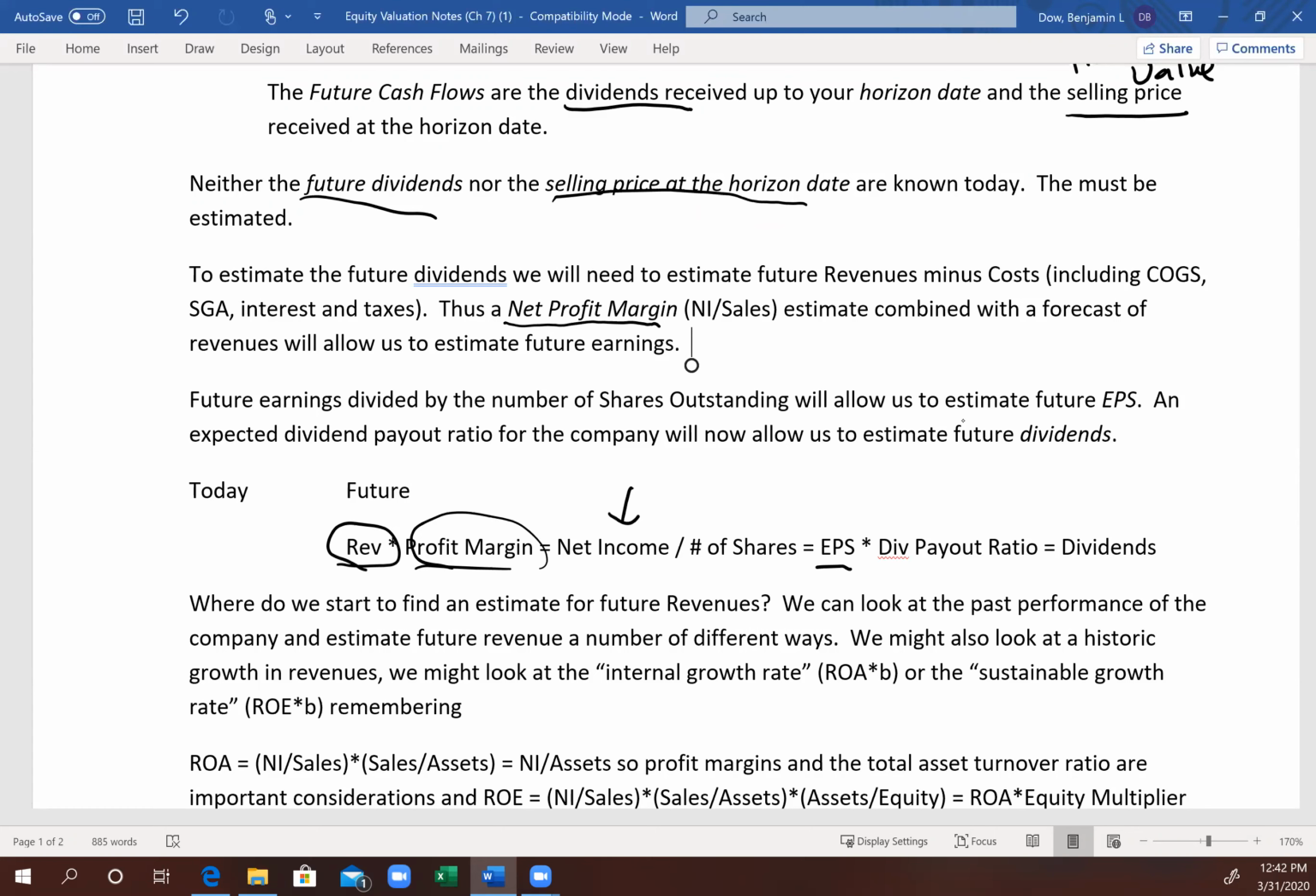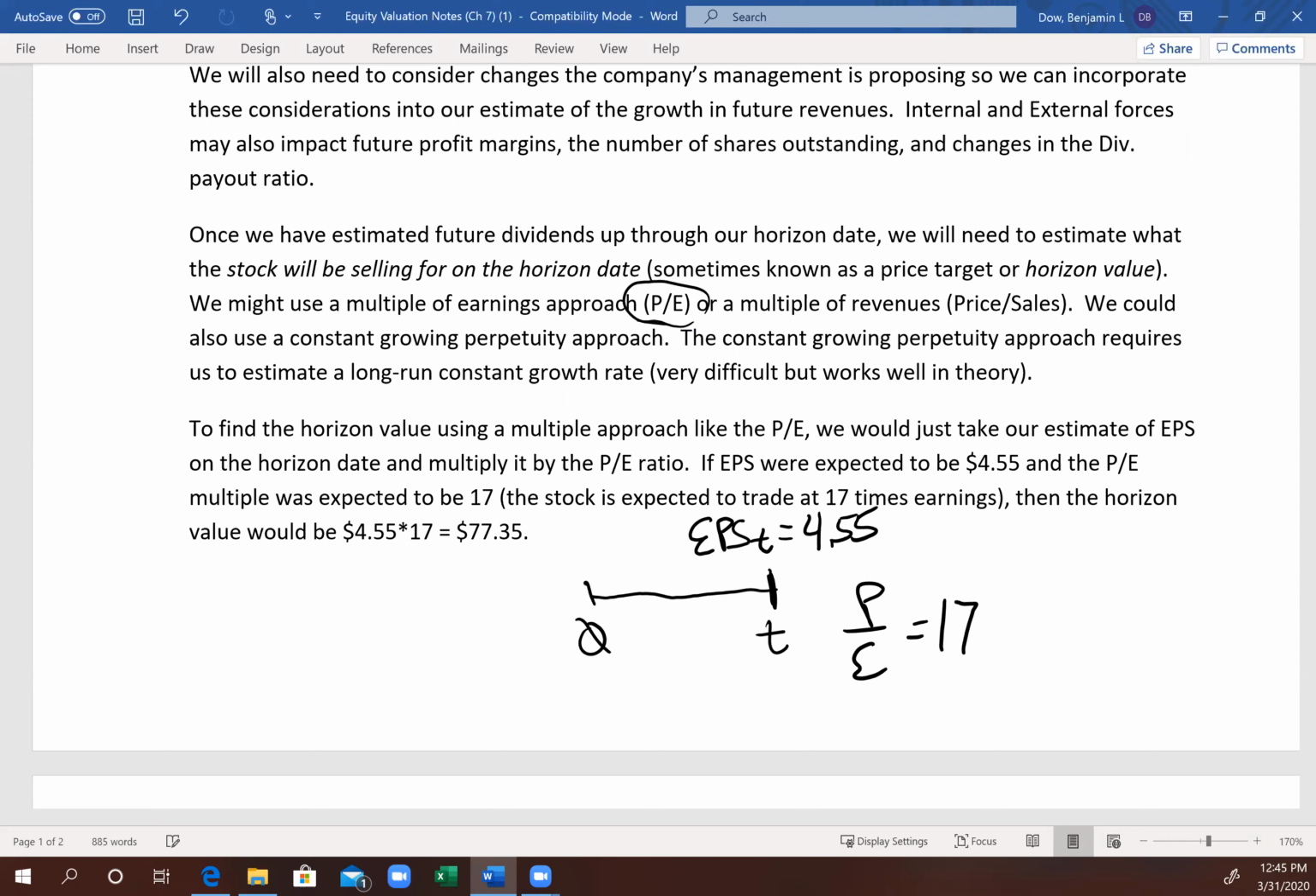So what that says is, if we were trying to figure out a price of the stock in the future at some point in time t, and we knew that earnings per share at time t was going to be $4.55, and we figured that the stock would trade at time period t at a PE multiple of 17, then we've essentially estimated earnings per share in the future and assigned a PE multiple to it. The PE multiple is based on future growth. It's based on a lot of factors, but that's for another class.